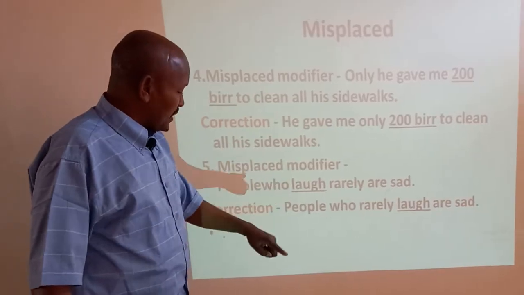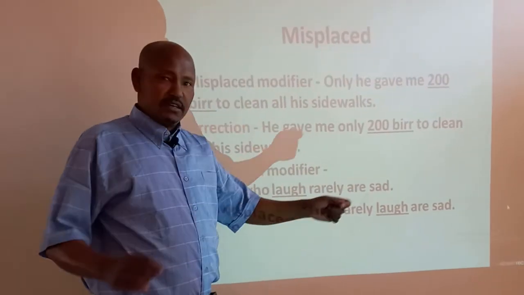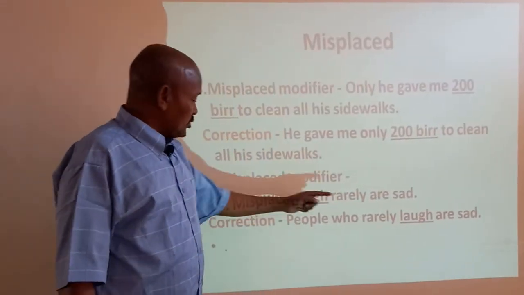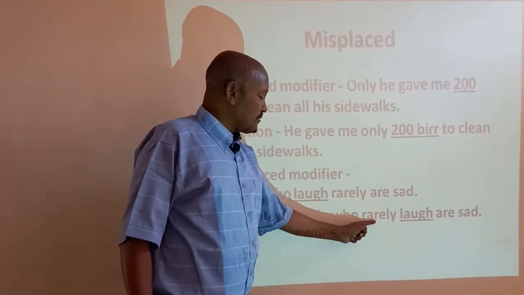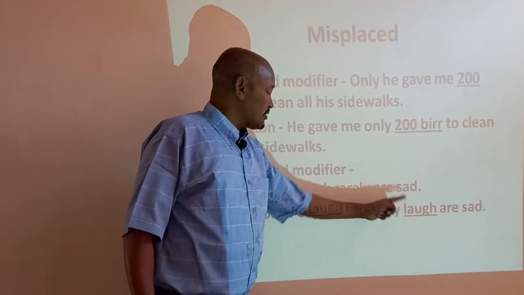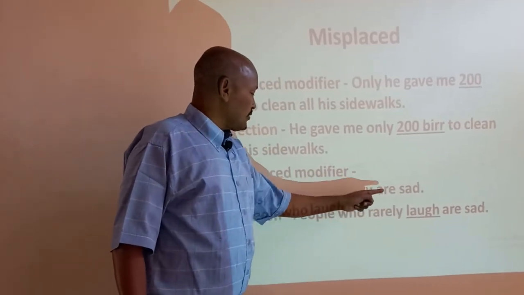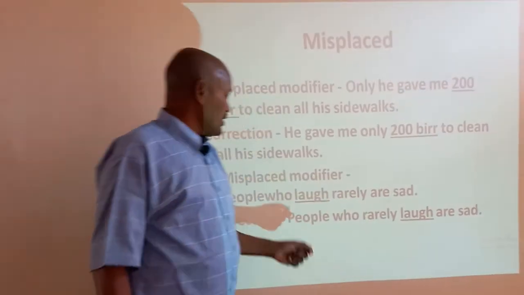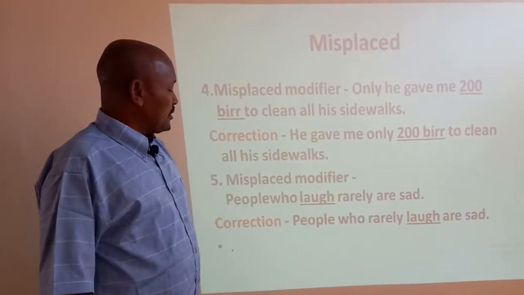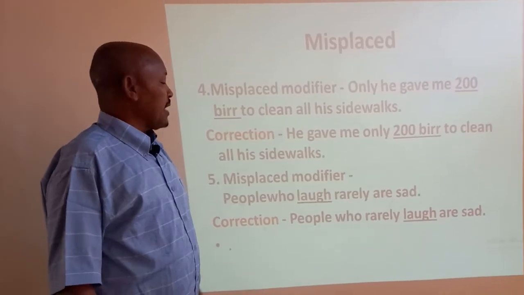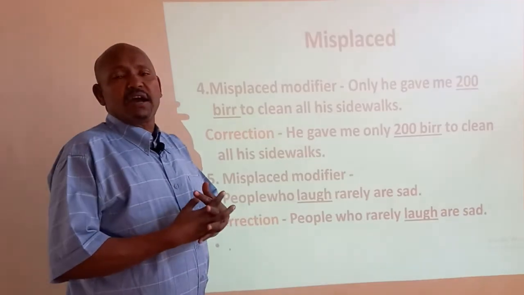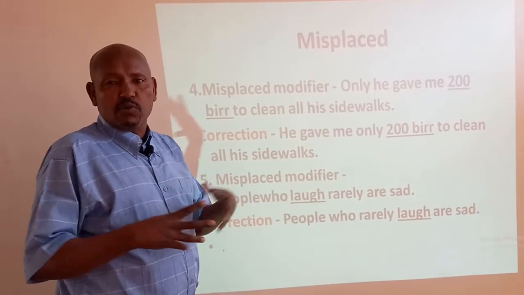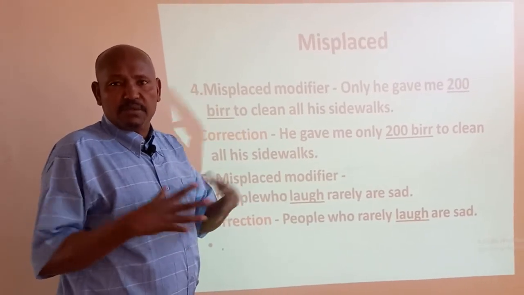People who rarely, seldom it means, seldom ever. So people who rarely laugh are sad. So rarely comes before the word laugh. So it wants to modify the word laugh rather than modify are sad, because this is a verb and this is an adjective. So the way of correcting here is: people who rarely laugh are sad. I'm talking about people who rarely laugh are sad, who usually laugh are sad, who always laugh are sad, who sometimes laugh are sad.